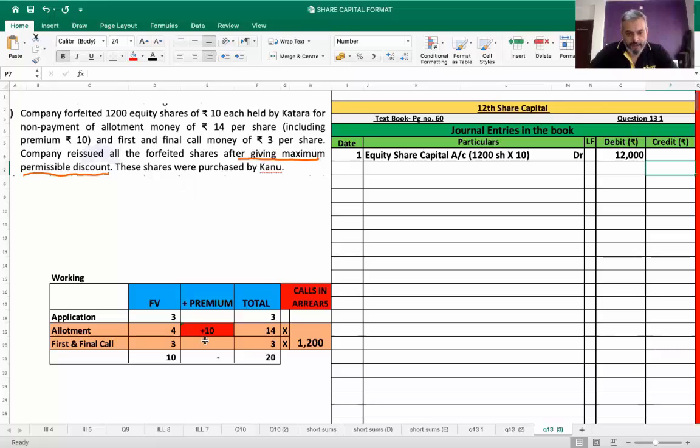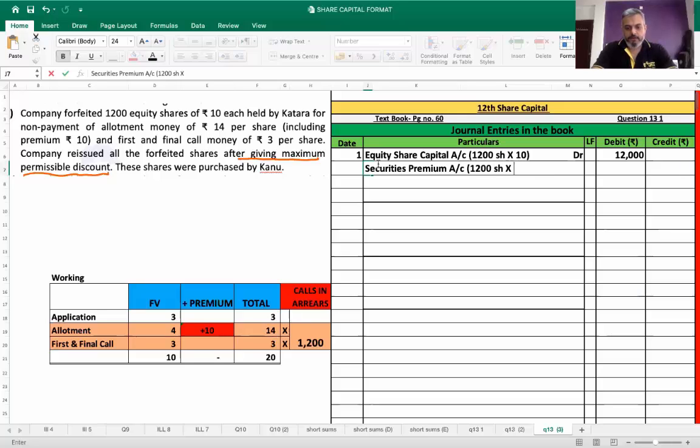Now here we have this premium of rupees 10 which we have not received. It means that we credited securities premium account but we did not receive the money. So we now reverse our income which we are not going to recover. So securities premium account debit, 1200 shares into rupees 10 per share, 12,000.